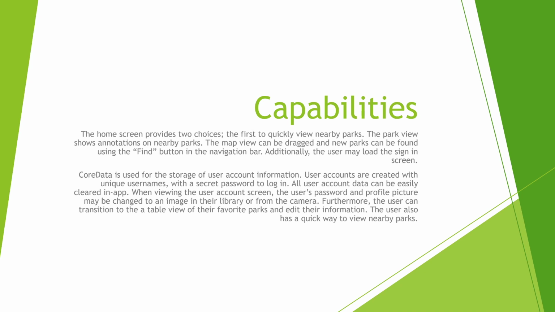When viewing their user account screen, the user's password and profile picture can be changed. Their profile picture may be changed to an image in their library or an image taken from the camera. Furthermore, the user can transition to a table view of their favorite parks. From the favorites table view, the user can view the details of a specific park and edit the park's information.